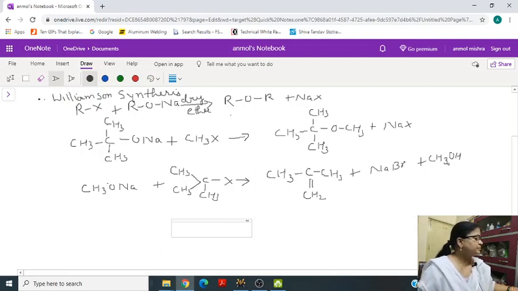Now the alkoxide ion behaves both as nucleophile as well as strong base. That is why isobutylene is formed. The question is asked why, if tertiary alkyl halide is taken, isobutylene, that is alkene, is formed, because alkoxide behaves both as a nucleophile as well as strong base. By this method we can also prepare aryl ethers.